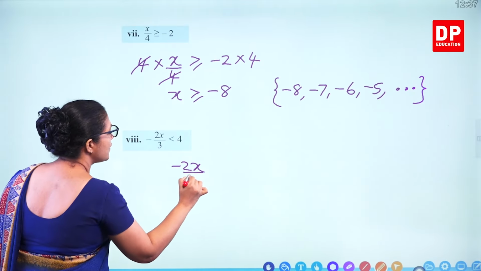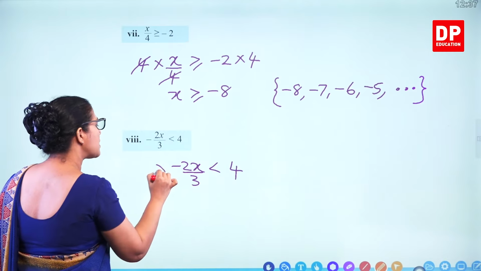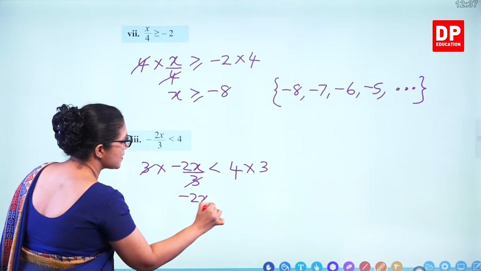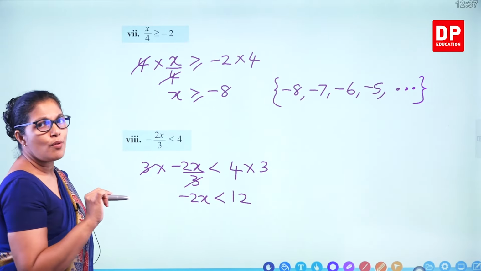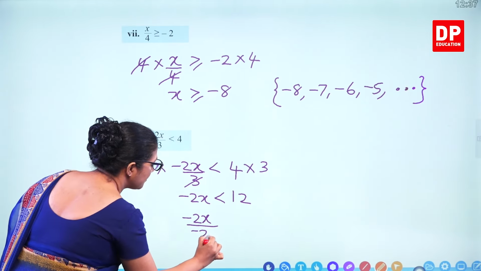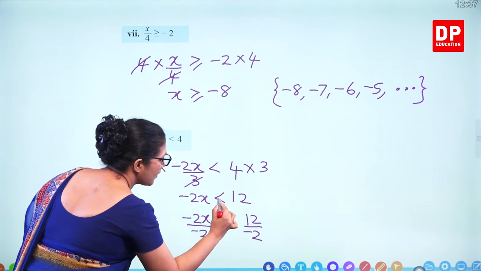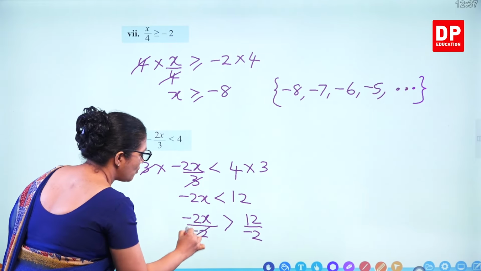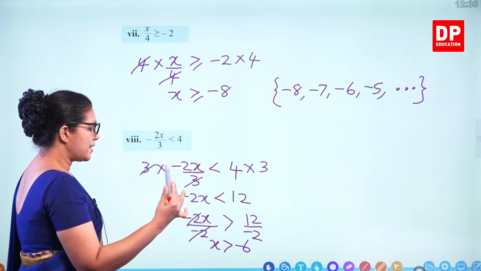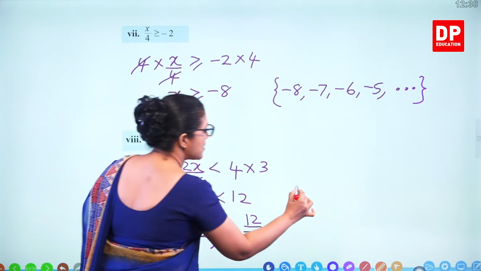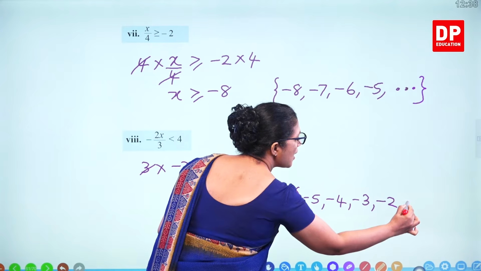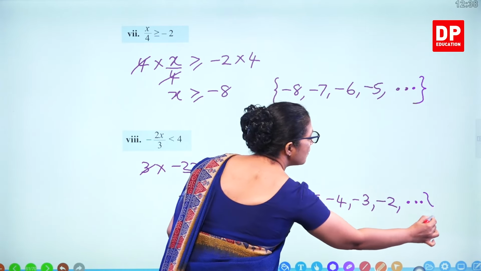Minus 2x over 3 less than 4. First multiply by 3. Nothing happens to the inequality. Minus 2x is less than 12. Now we have to divide by minus 2, so that means the sign changes. This becomes greater. So you get x is greater than minus 6. Greater than minus 6 is towards the right hand side. Minus 5, minus 4, minus 3, minus 2 and any value above.